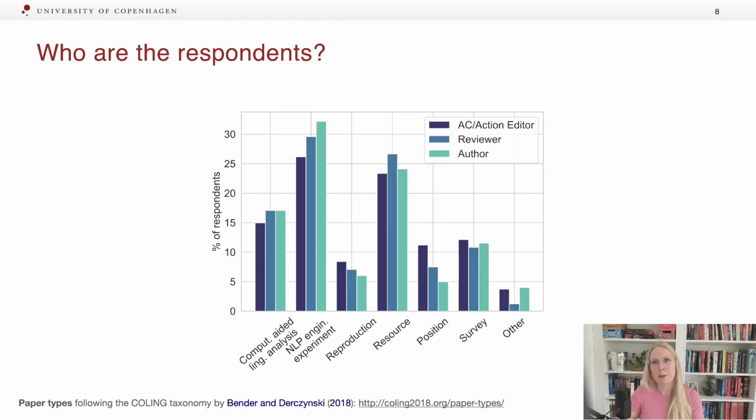We asked the respondents what types of research papers they had authored, and here they had the possibility to choose multiple types. We see that most respondents have experience with NLP engineering experiments and resource papers. We did not ask how many papers or how much experience they have with a paper type, so this graph does not reflect the volume of papers. It only indicates whether the respondents have or have not authored these types of papers. As one could expect, respondents in the editor role reported experience with more paper types than respondents in the reviewer and author roles.